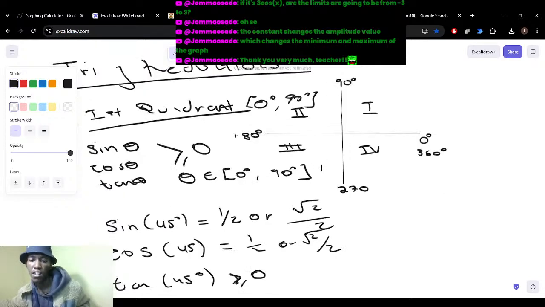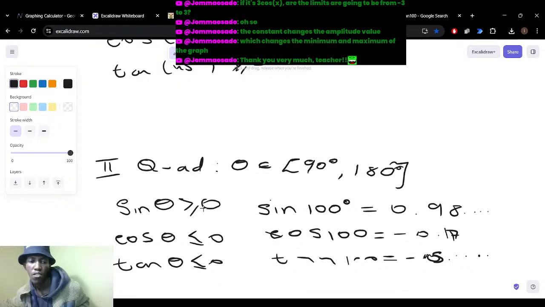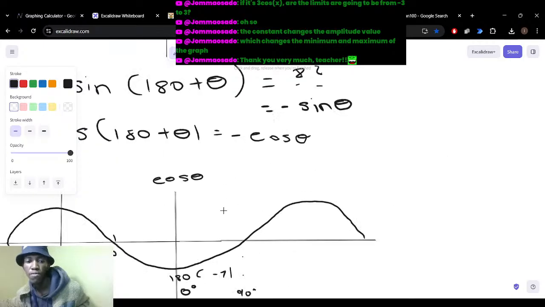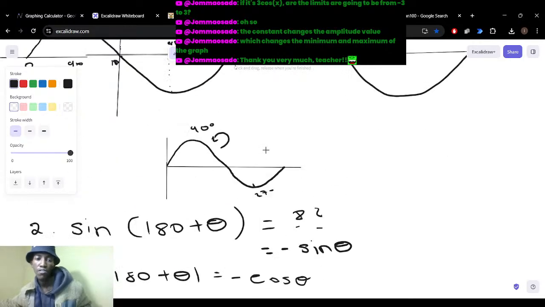Then on the third quadrant, only tan theta is positive. So cos theta and sine theta in the third quadrant are less than 0, so they are negative. And then we moved on to the last quadrant, which is 270 degrees to 360 degrees. On this quadrant, only cos theta is greater than 0. So sine theta and tan theta are both less than 0. And then we went on to prove our trig reductions.